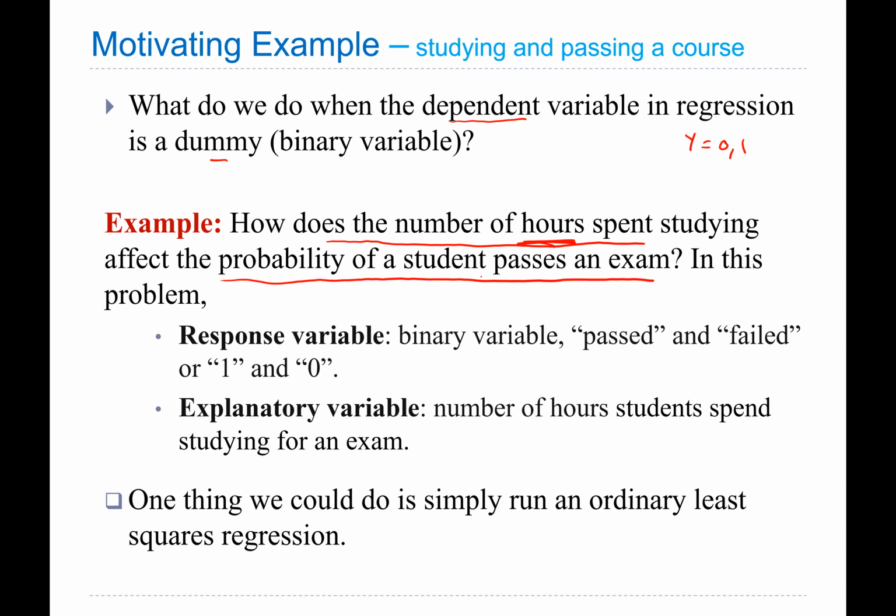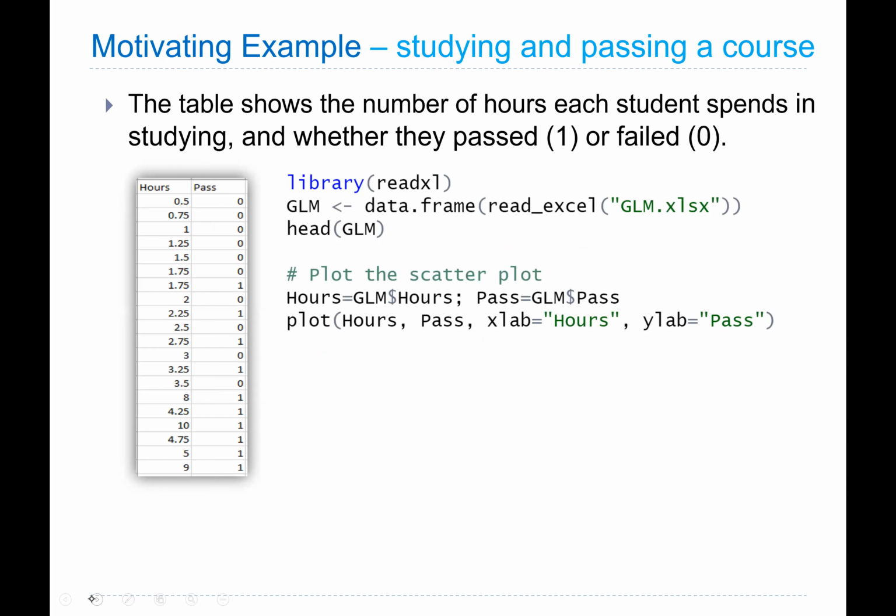But the problem is the response variable. In this case, the response variable is a binary variable, passed a course or failed a course. Let's say passed is 1 and failed is 0. The explanatory variable in this case is the number of hours a student studied for an exam. So one thing we could do is simply run an ordinary least squares regression. Why do we not use a linear model? For many reasons. Why do we not follow the same approach we have covered for simple linear regression? For many reasons. So let's cover this idea.